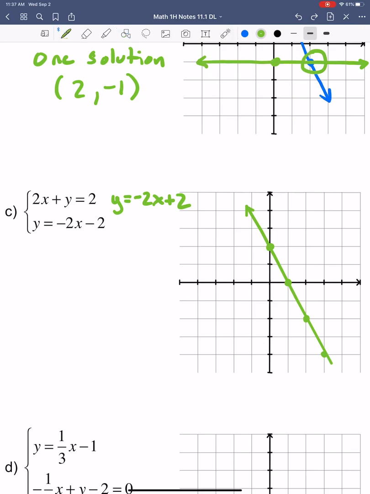And then we'll go ahead and graph this bottom equation too. We can see the bottom equation has a y-intercept at negative 2 and a slope that is negative 2 over 1, so down 2 and over 1, right? And so then we can go ahead and draw that line.